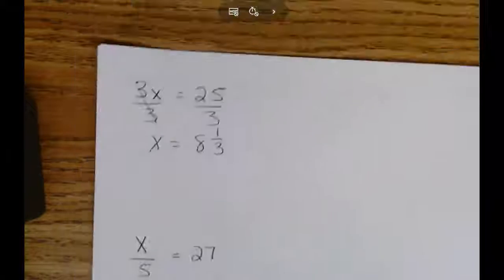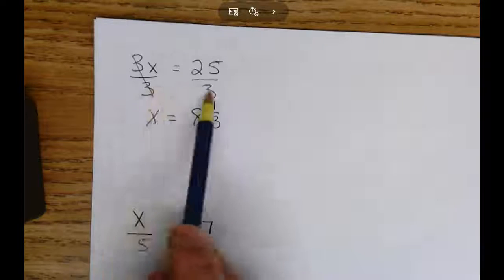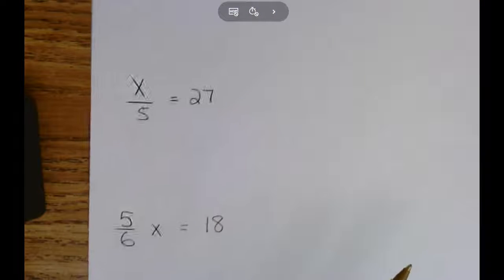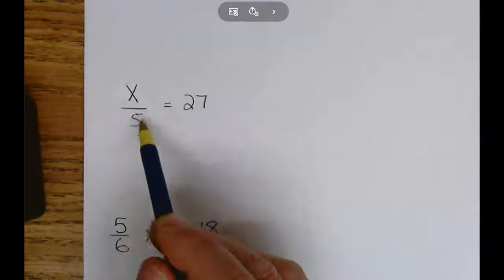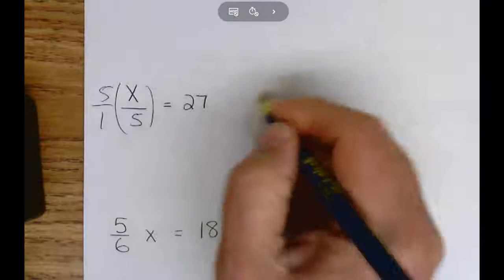Same thing here. Division property of equality, because we're dividing, right? And we're doing it to both sides. So then here you probably guess what we're going to do. We have x divided by 5. So here we're just going to multiply. And I always do the 5 over 1.